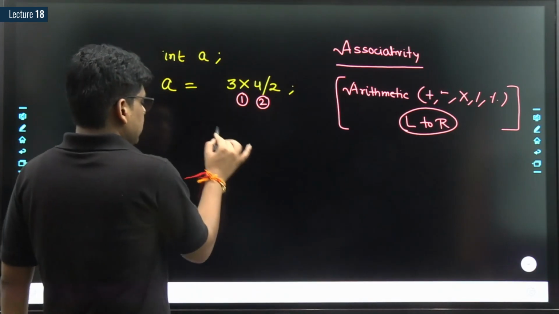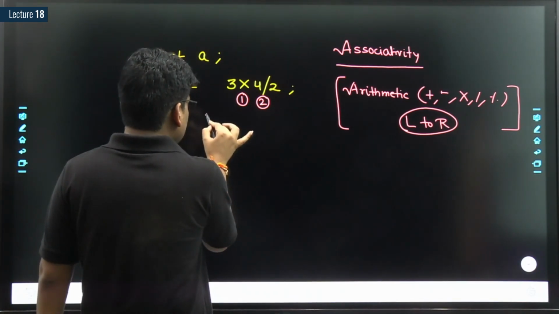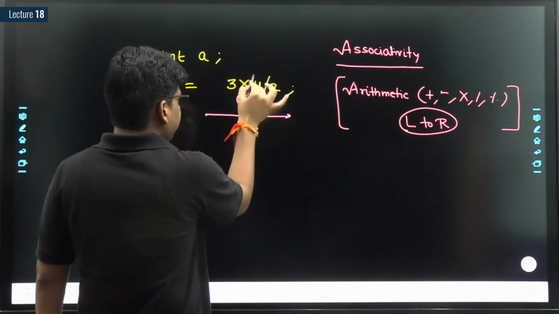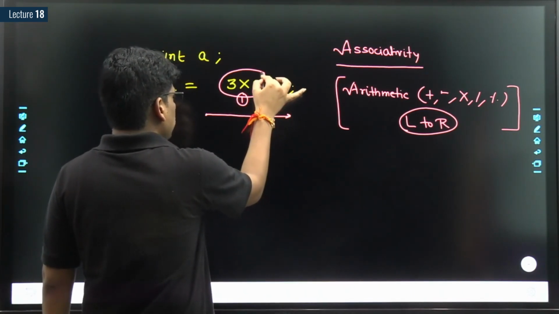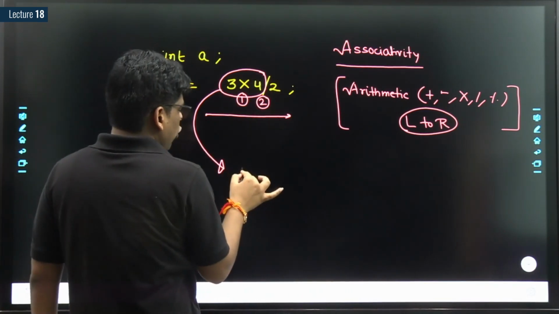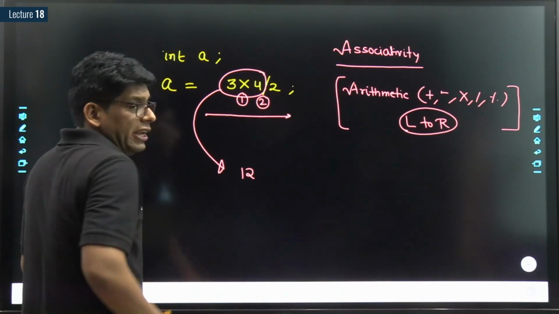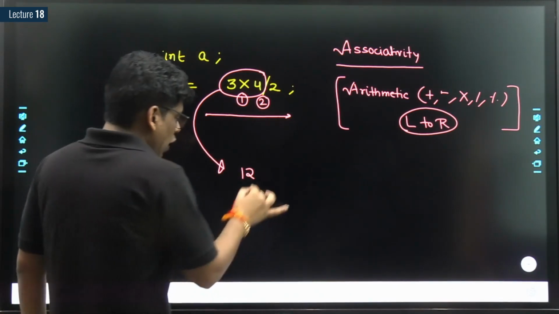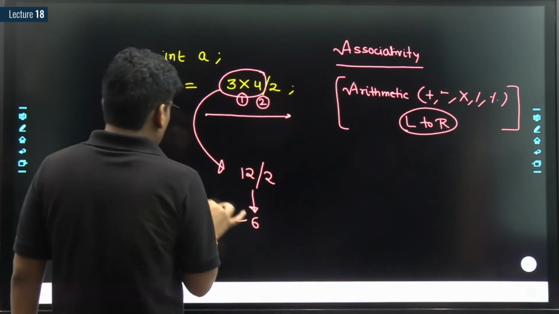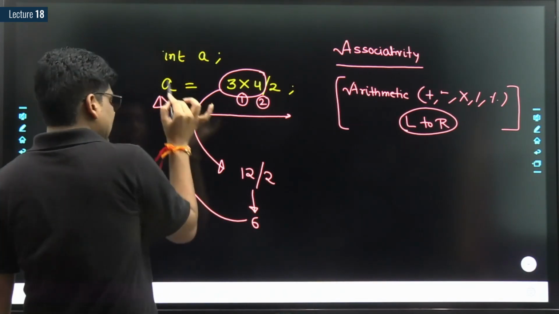Okay, sir, we are moving from left to right like this. Which operator is encountered first? Sir, multiply is encountered first. That is why first, multiplication is performed on the basis of associativity and the result is 12. Now we get 12 divided by 2 and the answer is 6. So, the value that goes inside A is 6.